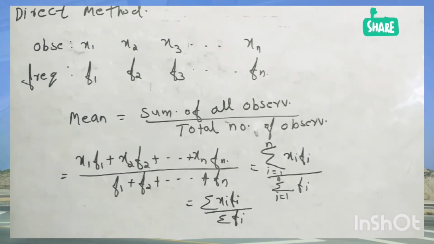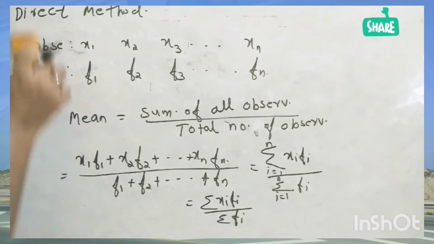So this is the formula to calculate the mean if your observations are given like x1, x2, etc. xn and the corresponding frequencies f1, f2, f3, etc. fn. Then we can calculate the mean by using the formula summation xi fi divided by summation fi. Now I am going to do one problem using this formula.